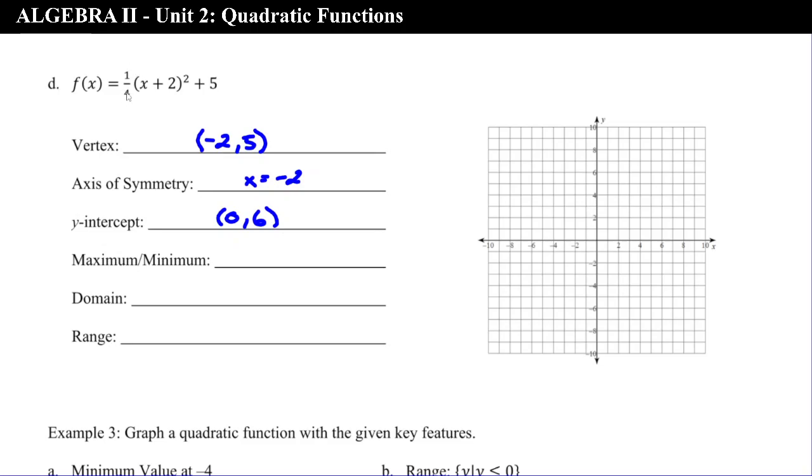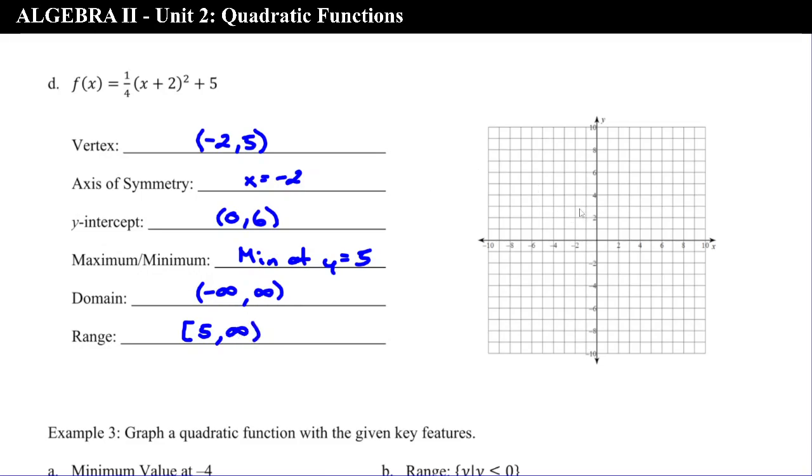Now, since this is a positive number out in front, it's going to be concave up, which means we're going to have a minimum. And it will be at the y value of our vertex, y equals 5. Domain, as always, is -infinity to positive infinity. And since we have a minimum, our range is going to be 5 to infinity.